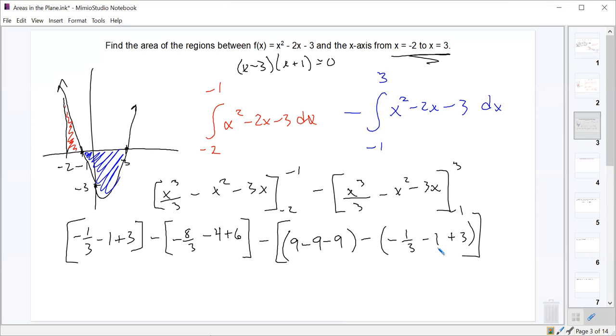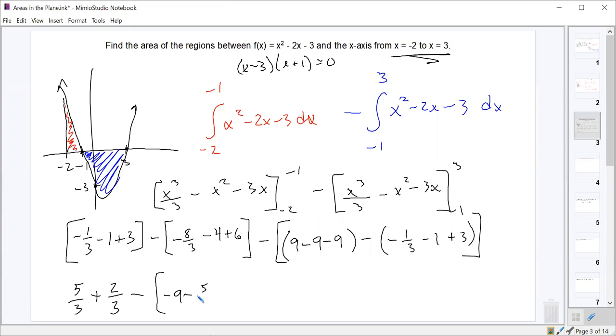Yep. Cool. And then now it's just some arithmetic to finish solving, which is a little bit of a pain, but that's okay. -1/3 minus 1 plus 3, that's -1/3 plus 2, which should be 5/3. Then we're going to have minus, we got -8/3 plus 2, which should be -2/3. So we're subtracting -2/3, that would be a plus 2/3. Then we got minus all of this, 9 minus 9 minus 9 is -9. And then minus, we got -1/3 plus 2, right? Which is, like we said before, 5/3.